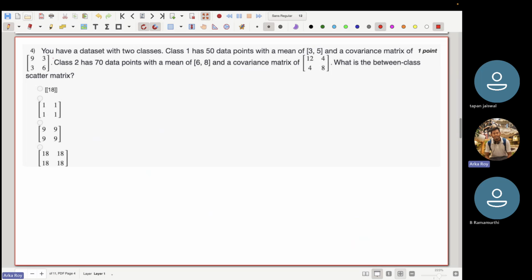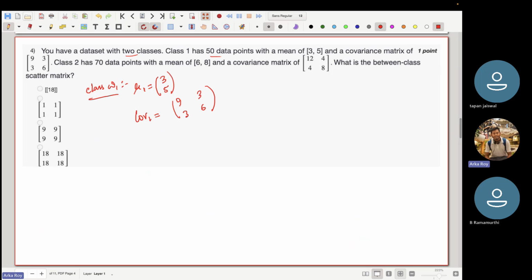So the next question is, you have a data set of two classes. Class 1 has 50 data points with a given mean and covariance. So let's say class omega 1 has mu of 3, 5 and the covariance. So I can write cov1 as 9, 3, 3, 6.